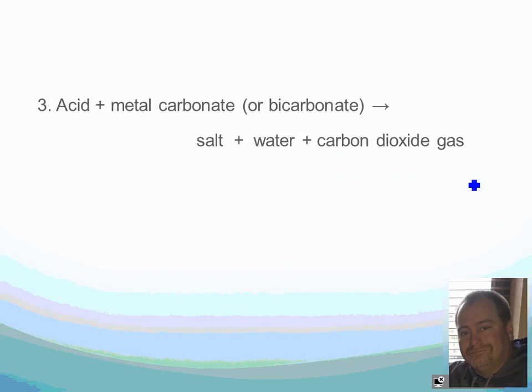Now, the next one. The next one is a metal carbonate reacting with an acid. This gives me a salt, water, and carbon dioxide gas. And you're going to see what's happening here. I'm going to walk you through a little bit of a different way.